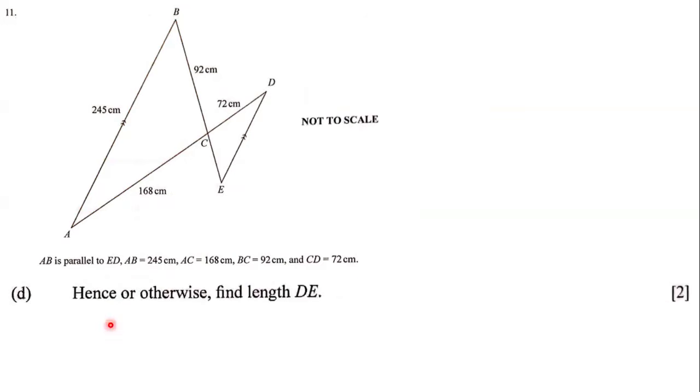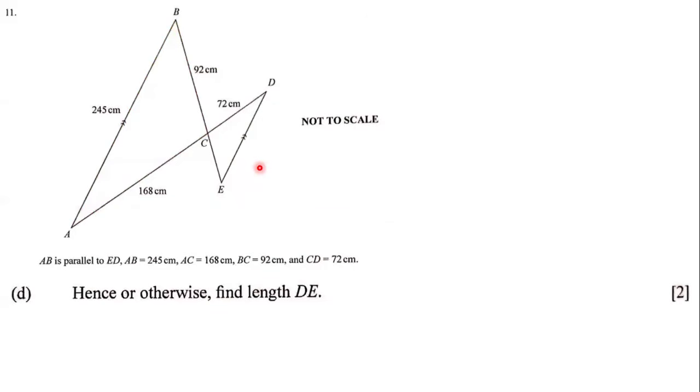Okay, let's move on. Here it says hence or otherwise find the length of DE. So we need to figure out what DE is. The first thing we need to figure out is the scale factor, because since we know that these triangles are similar triangles, that means there exists a scale factor that we could use to find the length of DE.